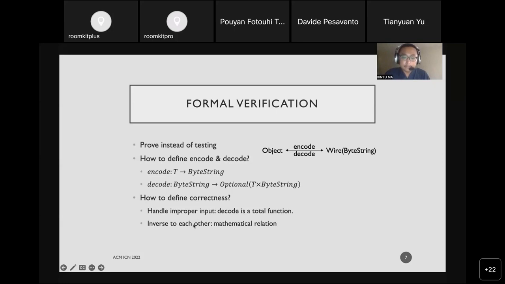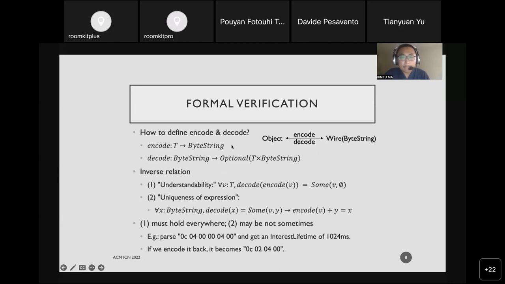Then the second is we need to check that encode and decode are inverse to each other, which can be done by defining a mathematical relation. The relation we define is this. First is understandability, which means for every object of type T, which is what we want to encode, we first encode it, which always succeeds, and then we decode it. The decoding of the encoded object must exist, so it returns some value instead of failing, and this value should contain exactly the same object, and it should return no extra bytes, because we decode everything.